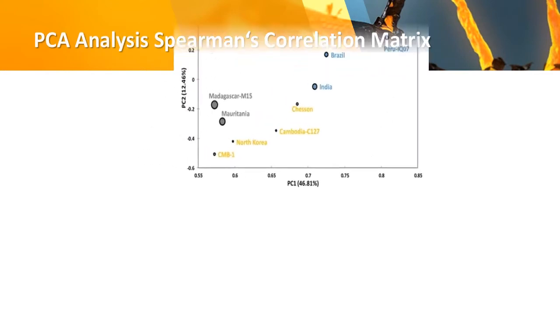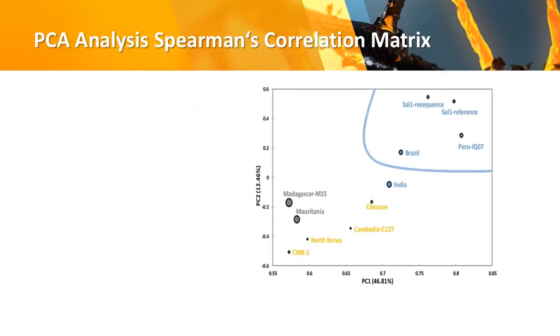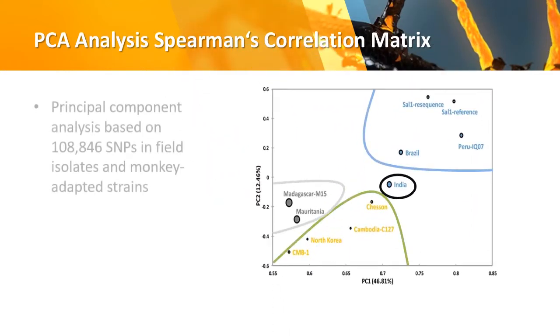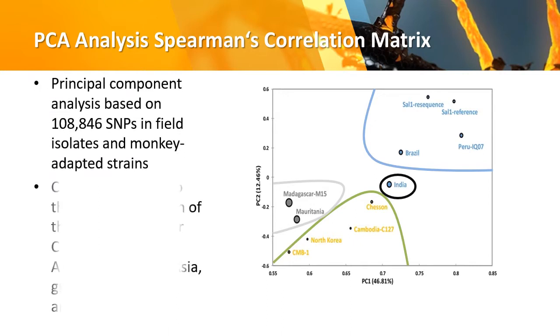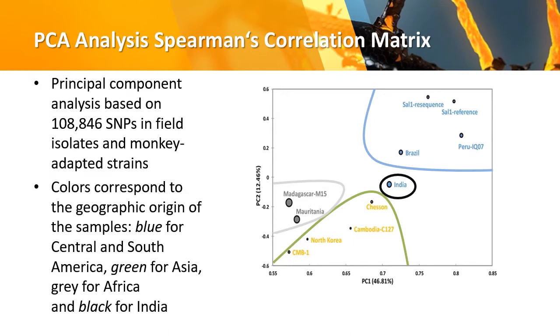PCA analysis of Spearman's correlation matrix. From principal component analysis based on 100,000 SNPs in field isolates and monkey-adapted strains, the colors correspond to the geographic origin. Blue for Central and South America, green for Asia, gray for Africa, and black for India.